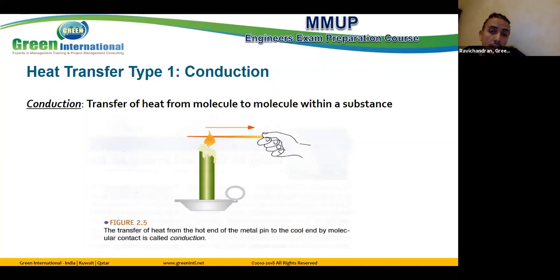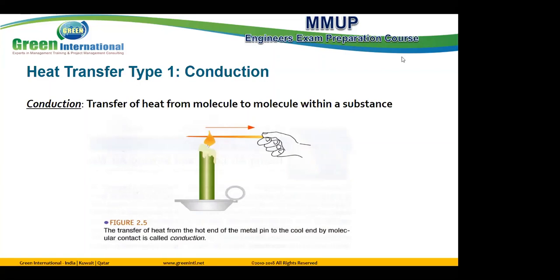So this is by convection, and also the flame itself. Your hand is directly facing the flame, so some radiation comes from the flame itself. So this is by radiation. But according to this figure, we will focus on the main heat coming through this stick by conduction. Clear? Yes. Okay.